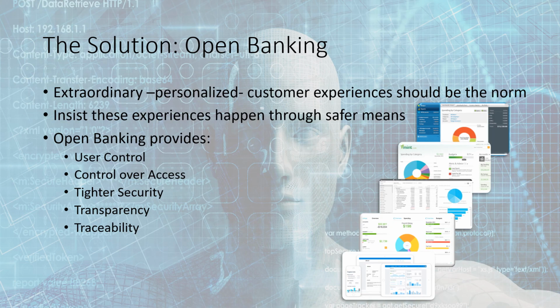The solution is open banking. You should always check with your financial institution: do they have direct connectivity with financial technology firms? You should check with a financial technology firm: do you have direct connectivity with big bank, etc.? Because open banking provides the 5 following standards. User control, which means you, the user, have control over what gets shared with the bank, protecting your private data, protecting certain accounts. You have control over who has access, tighter security, transparency, and traceability.